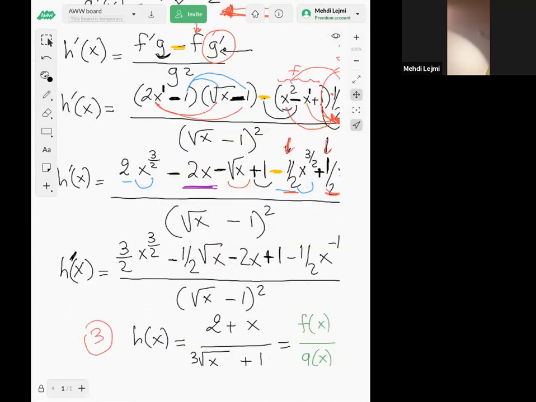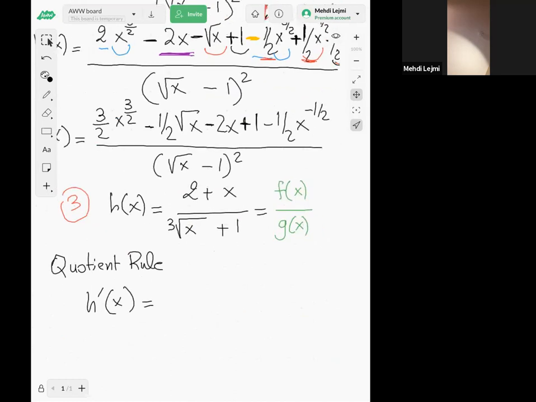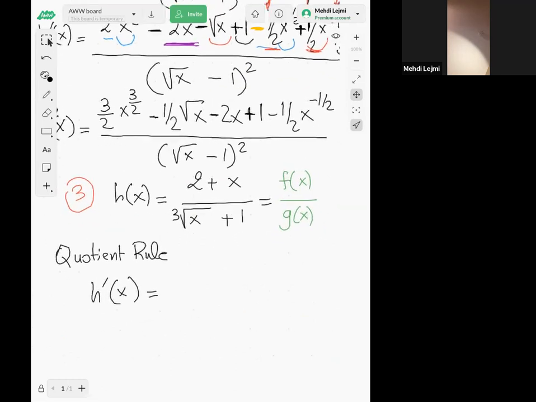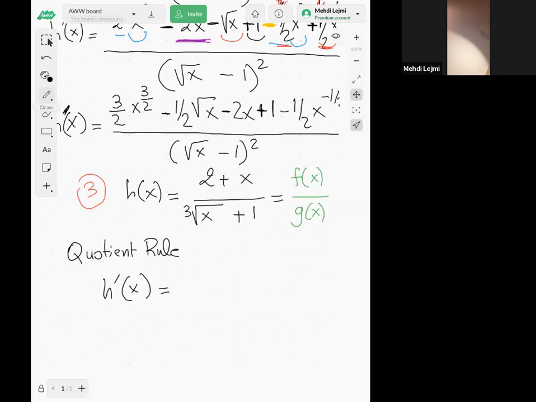Yeah, so let's come back to this number 3. So we had our h prime of x. As I said, the quotient rule is f prime g minus f g prime over g squared, right? So we need to square the g. We need f prime and g prime first, and then we can compute our h prime.